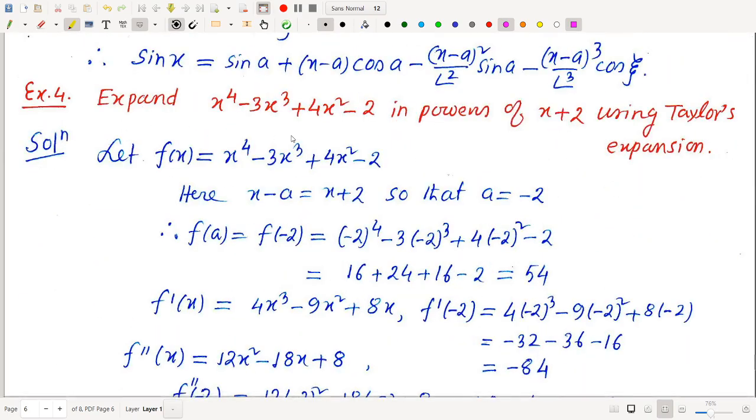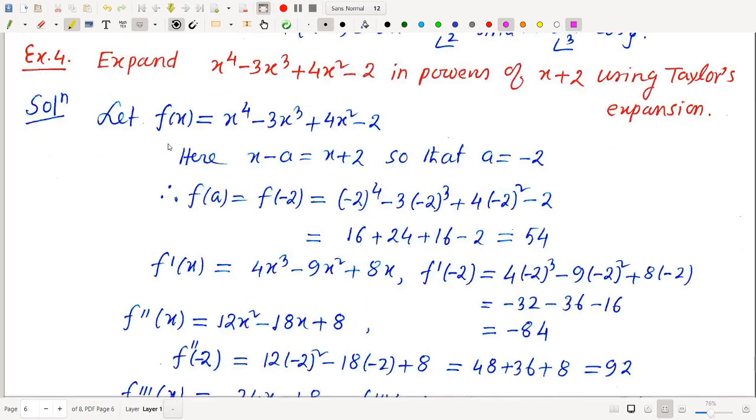Example 4. Expand x to the power 4 minus 3x cube plus 4x square minus 2 in powers of x plus 2 using Taylor's expansion. This is a polynomial, so higher derivatives will be 0. This is f(x), and here we have to expand in powers of x plus 2. Standard expansion is in powers of x minus a, so x minus a is x plus 2, which means a equals minus 2.